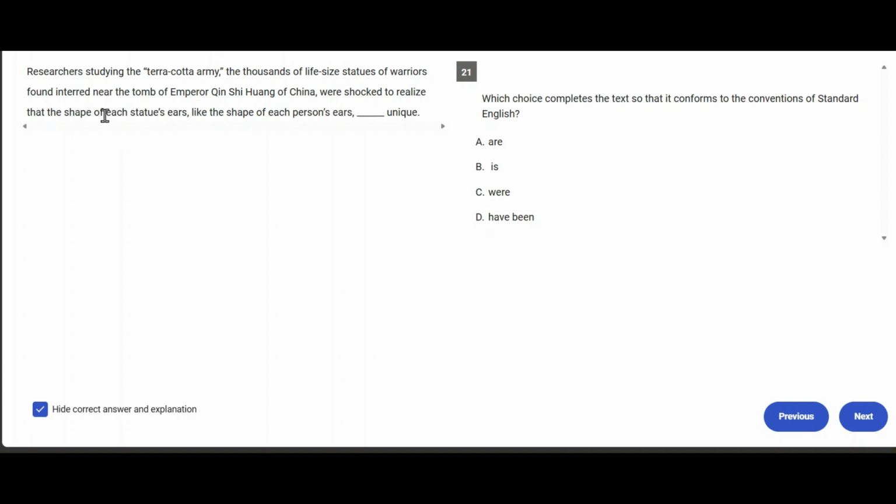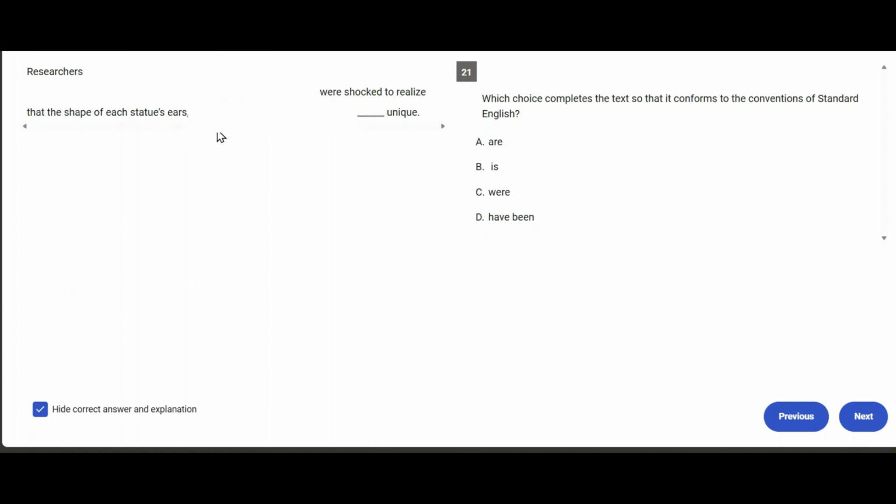So we can cross out the first half of that sentence. And we can also cross out the part that says, like the shape of each person's ears, because it's not adding anything. It doesn't have anything to do with the verb in the sentence. It's simply a modifier, and it's a simile. And again, the portion of the sentence that says, of each statue's ears, is simply modifying shape. It's not necessary. So we can cross that part out as well.